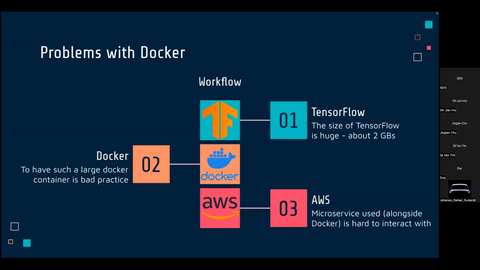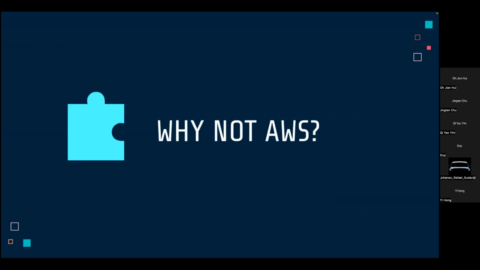And when we go to the AWS side, the microservice that's used alongside Docker is actually quite hard to interact with. There are other things that we can use as well, but this is where we go on to the next part, where why not AWS?